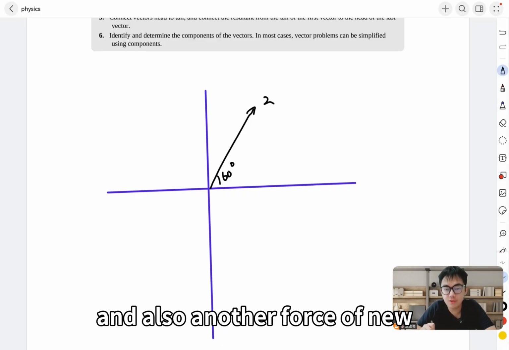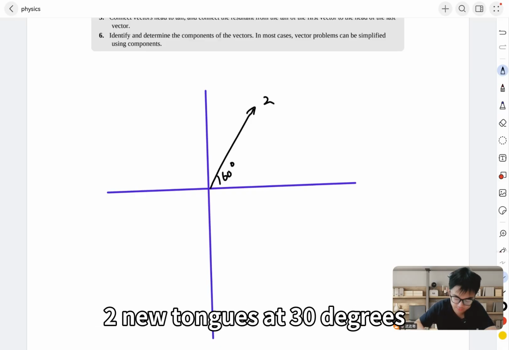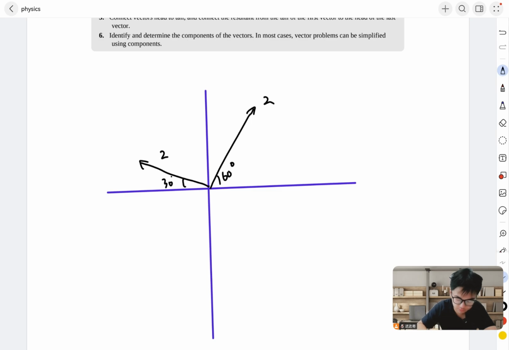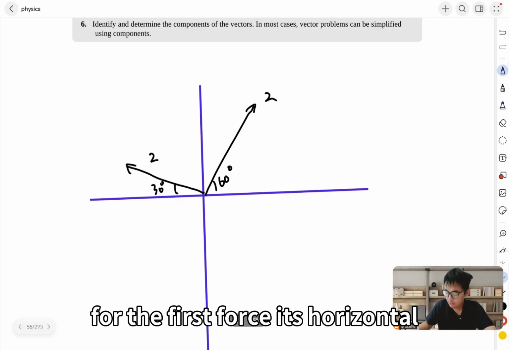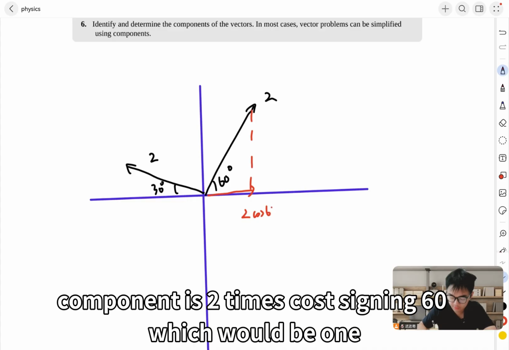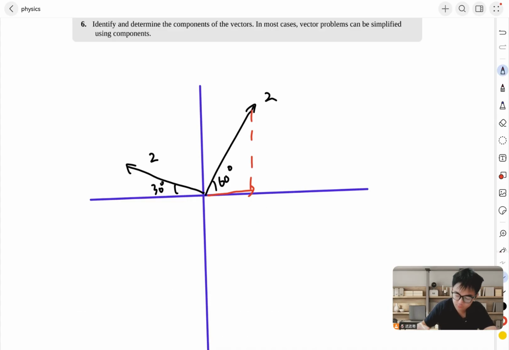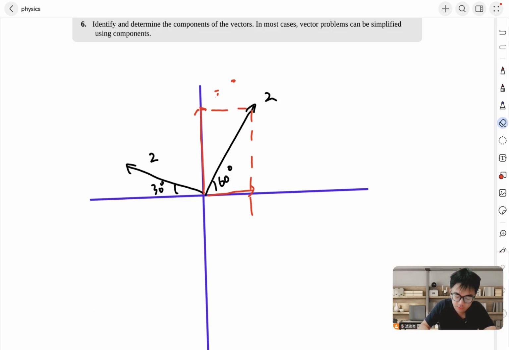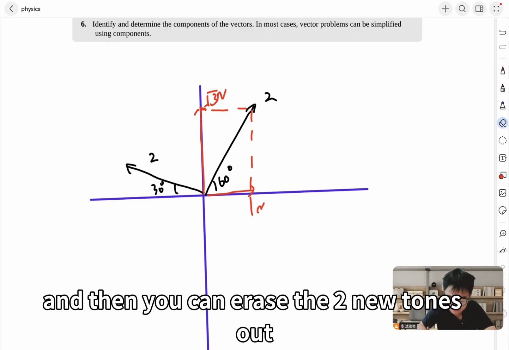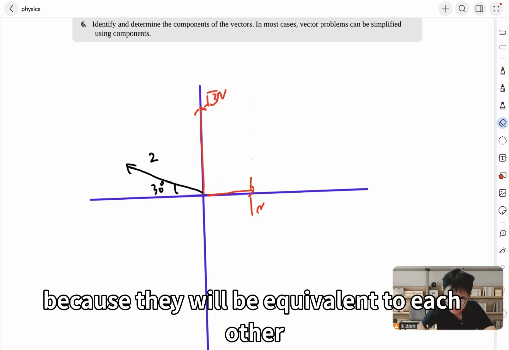And also another force of 2 newtons at 30 degrees. So you can decompose both of the forces. For the first force, its horizontal component is 2 times cosine 60, which would be 1. You can use your calculator to count this. And for its vertical component, it will be 2 times sine 60, which would be 3 to the power 1/2. And then you can erase the 2 newtons out because they will be equivalent to each other.